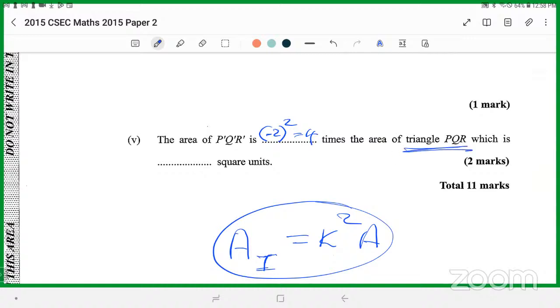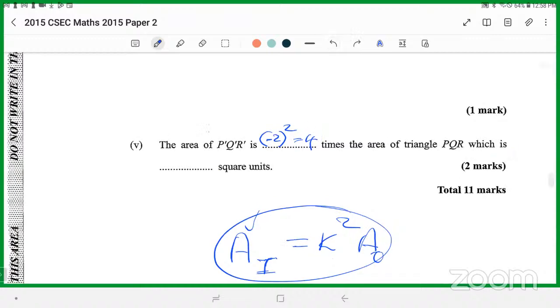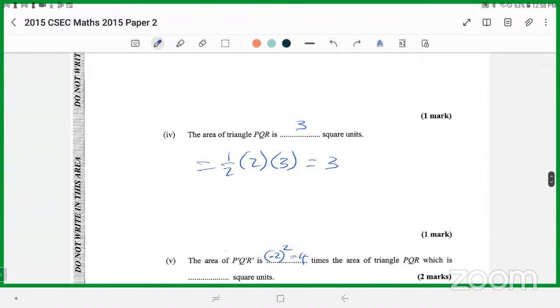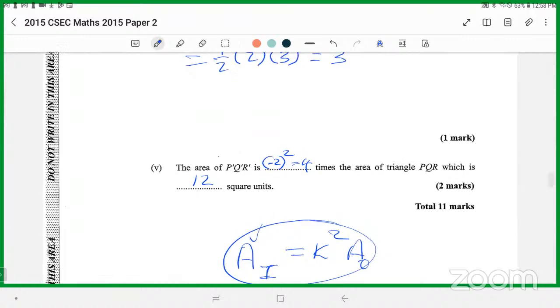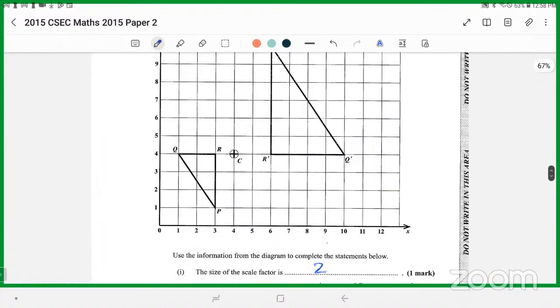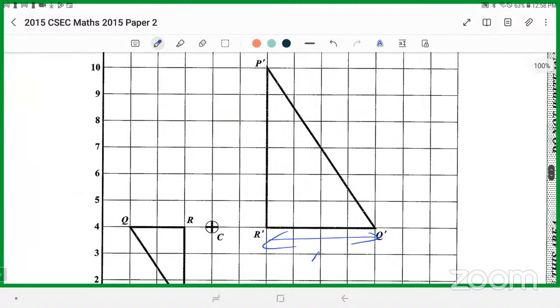4 times you have triangle PQR. PQR is the object. You have the object, and this is the image. Which is 4 times the working out already. 4 times 3, 12. Which is 12. If you go up on the triangle, you have to start with 12, you know. See the triangle up on the diagram? The base is 4 and the height is 6. Half base times height. 12.